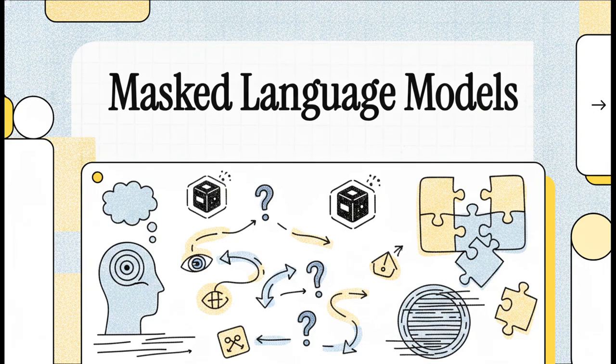Welcome to This Explainer. Today, we are diving deep into how AI models like BERT learn to genuinely understand human language. We're going to unpack the true power of surrounding context and discover exactly how an AI learns to read between the lines. All right, let's jump right in.